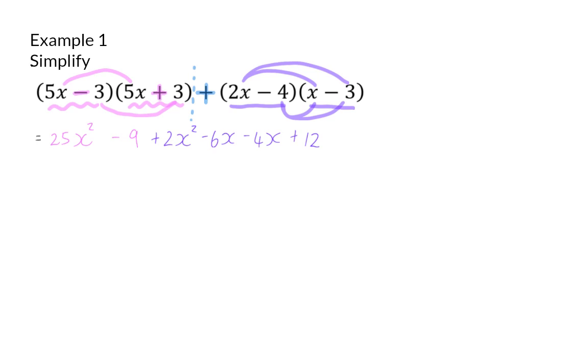Here we have two terms that have an x squared, and when added up, you will get a value of 27x squared. Another pair of like terms are the x terms, and when added up, you will get minus 10x. And finally, we can add up the two constant values, and minus 9 plus 12 will give me plus 3.